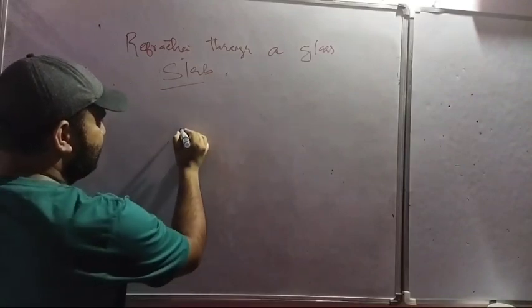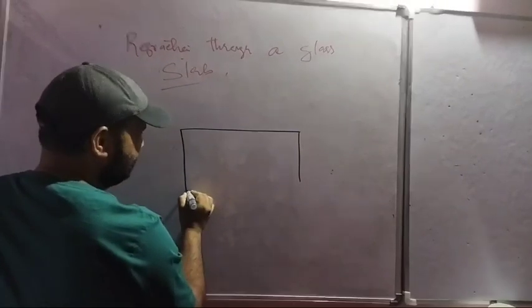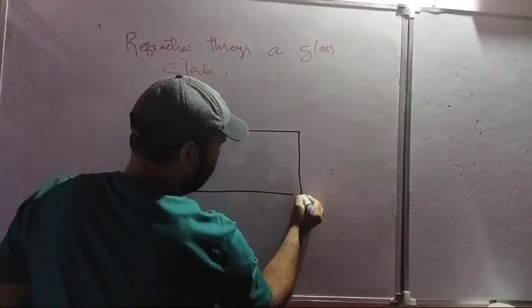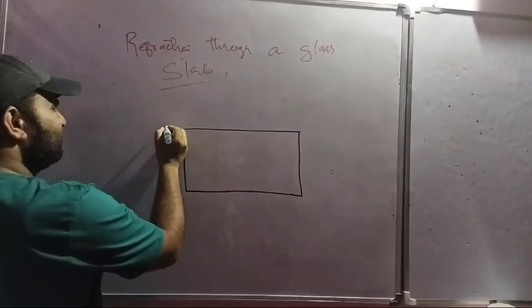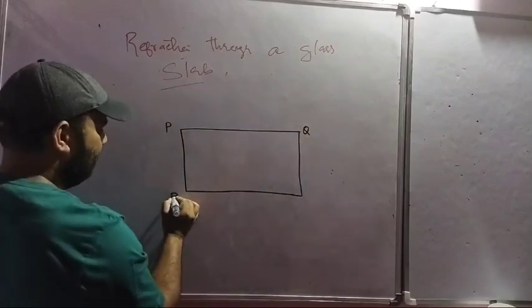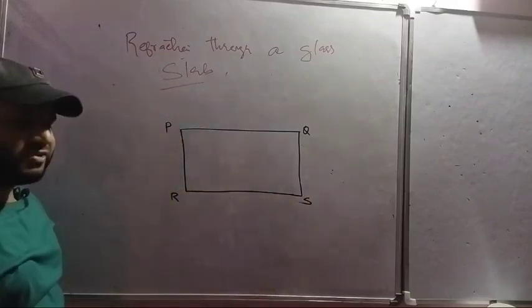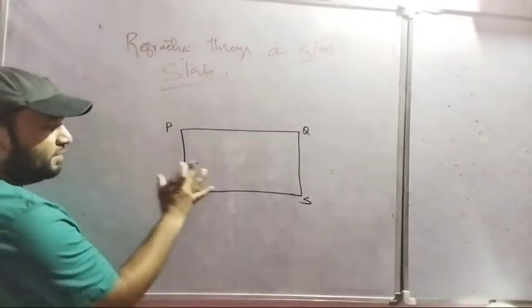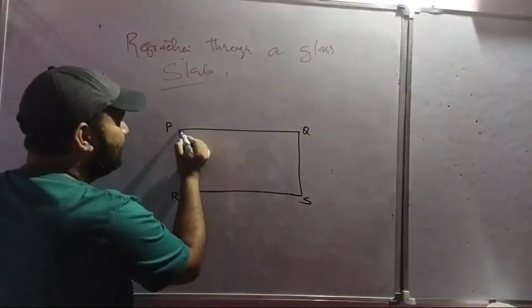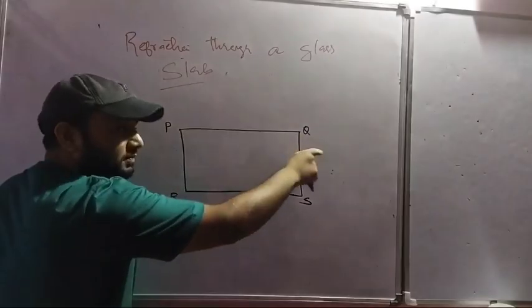I will take a glass slab. So here it is, glass slab. It is rectangular in shape. Suppose I will write it PQRS. PQRS is a rectangular slab. You can see, my dear, there are two interfaces. One is PQ. So the first refraction takes place at what?